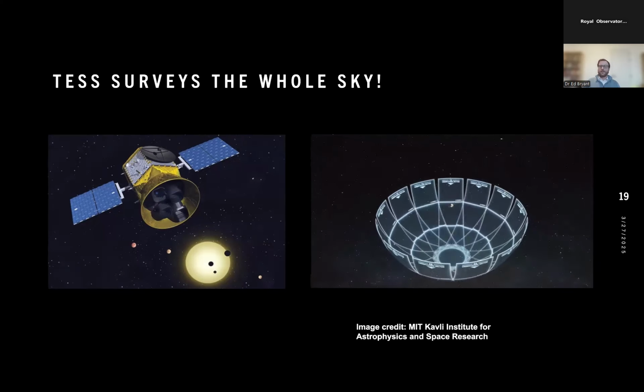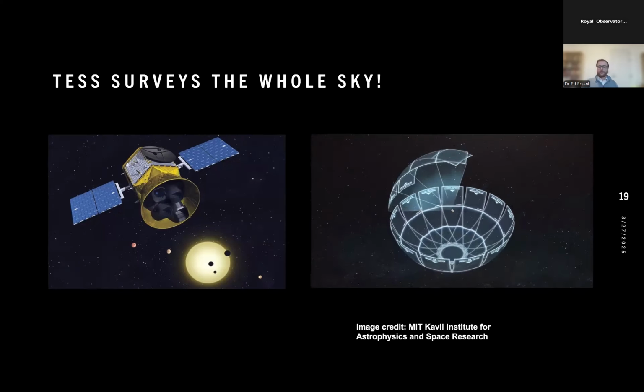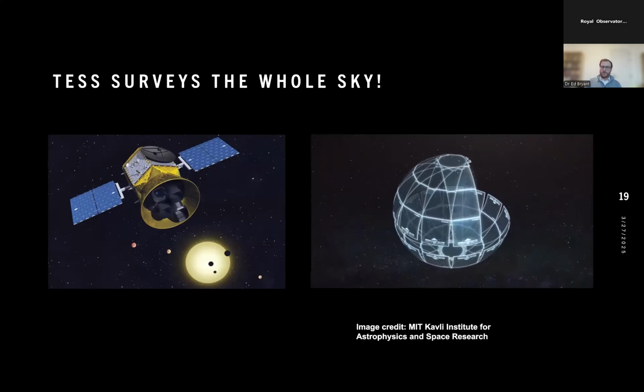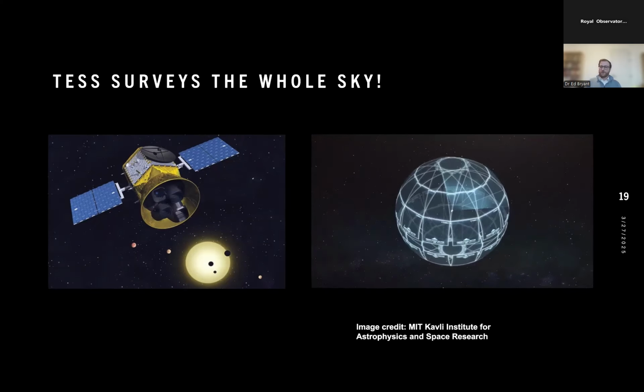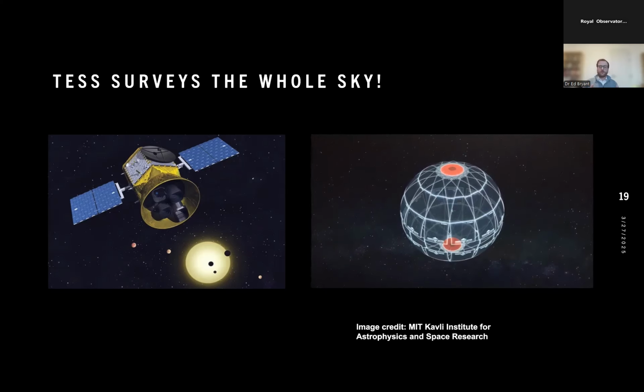So in 1 year, it will observe one hemisphere of the sky. And then it repeats this process for the other hemisphere. And what this means is that through the observations of TESS, we have brightness monitoring of stars across the entire sky. So we have a huge number of stars available to us, the large number of stars that we need to be able to go and find these planets in large enough numbers that we can measure their population. And so that's what I did.